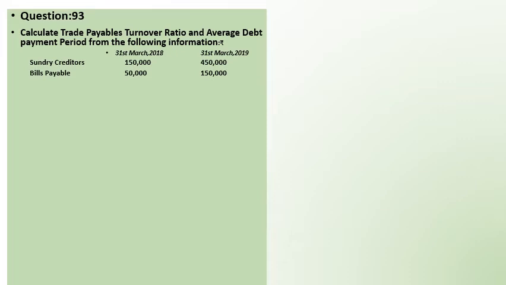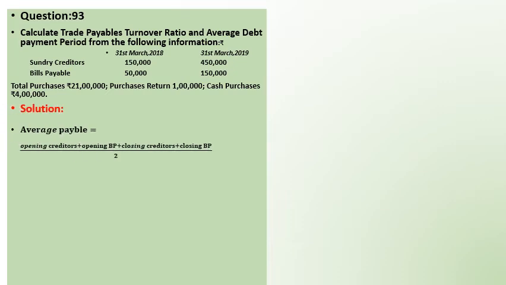From here we will calculate question number 93. We will calculate trade payables turnover ratio, or creditors turnover ratio. The information is given for the previous year 2018 and the current year 2019. The previous year will be considered opening and the current year will be considered closing. So opening creditors is given 1,50,000, closing is 4,50,000, bills payable opening 50,000 and closing 1,50,000, and total purchase is given 21 lakhs, purchase return 1 lakh, and cash purchase is given 4 lakhs.